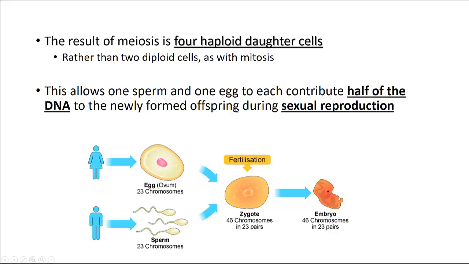Now, the reason that you do that makes perfect sense when you stop and think about it. We know what sperm and egg do. They combine during sexual reproduction to create an offspring. Specifically, this is a process of fertilization, and fertilization gives rise to the single cell that we all start out in life as, which is called a zygote.